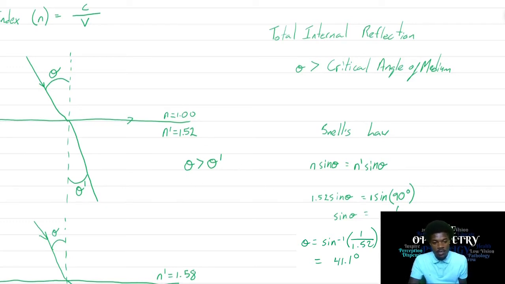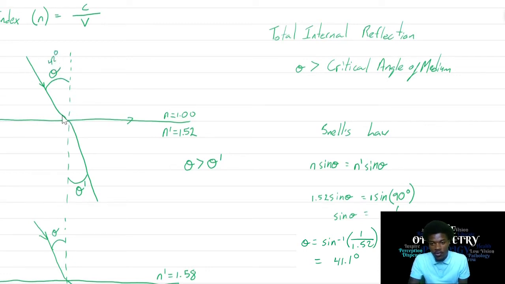So therefore, what this simply means is, if the angle of incidence here is more than 41.1, total internal reflection is going to occur. So let's just say we have an angle of 42 degrees here.